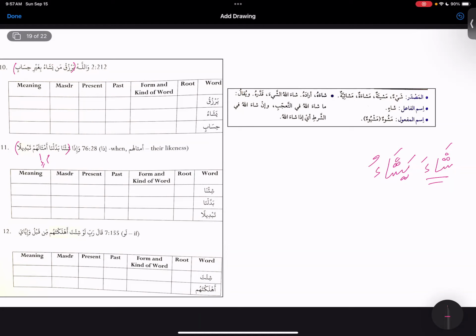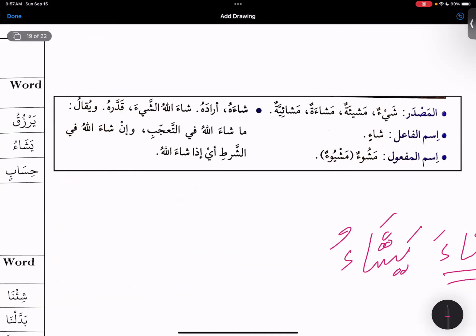The masdar for sha'a yasha'u would be shay'un or mashi'atun or masha'atun. Ism fa'il would be sha'in. Ism maf'ul would be mashu'un or mashyu'un, which actually was mashyu'un, but we say mashu'un. And sha'ahu means aradahu, he intended. Sha'allahu shay'a: Allah subhanahu wa ta'ala intended something, meaning qaddarahu, he decreed. We say MashaAllah for ta'ajjub, or we say InshaAllah for shart.